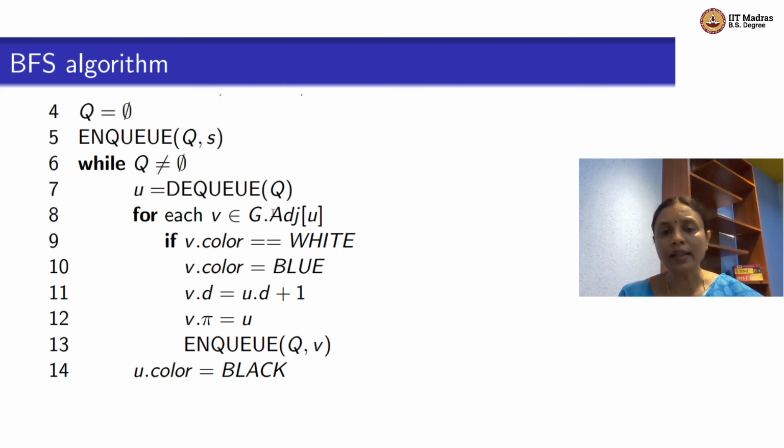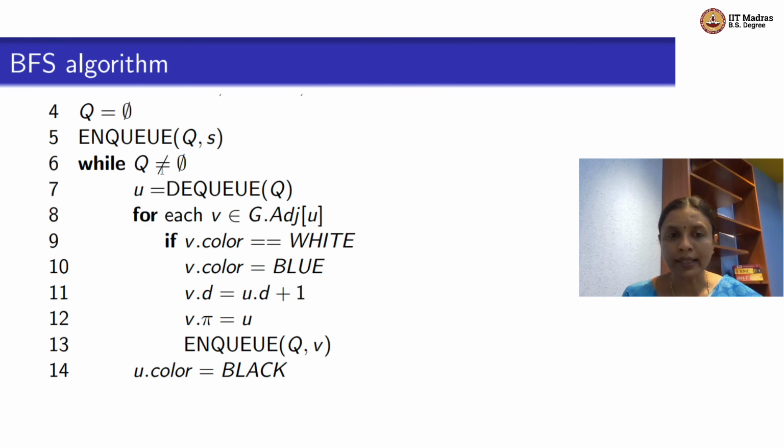For each vertex in the adjacency list of U, if it is colored white, color it blue. Set its distance from S, the d attribute, by adding 1 to it. Set its parent to be U and put it at the end of the queue. Repeat this process. And when you're out of the for loop, you've explored the adjacency list of this vertex U fully. So you set the color of U to be black and get back into this while loop.